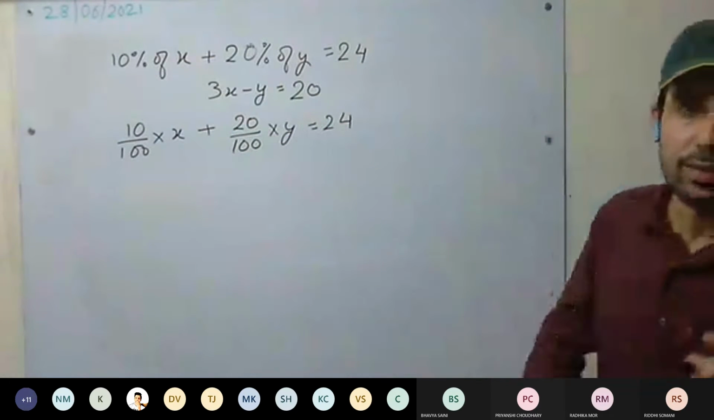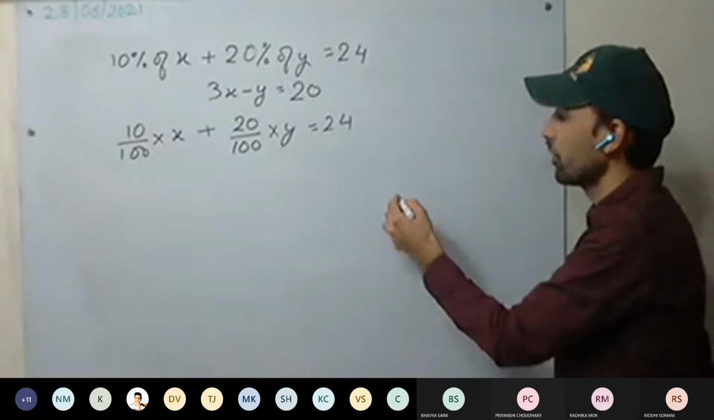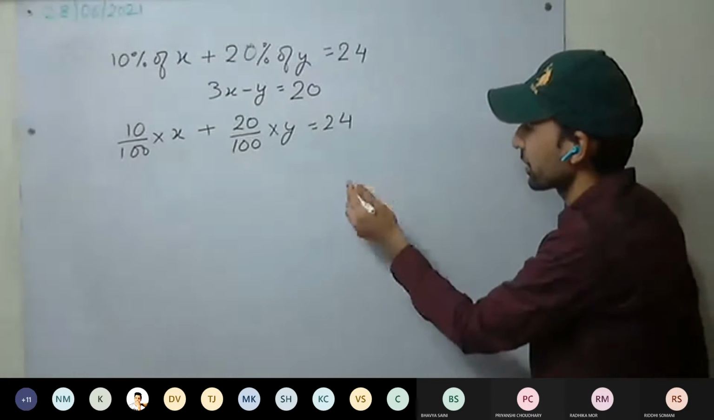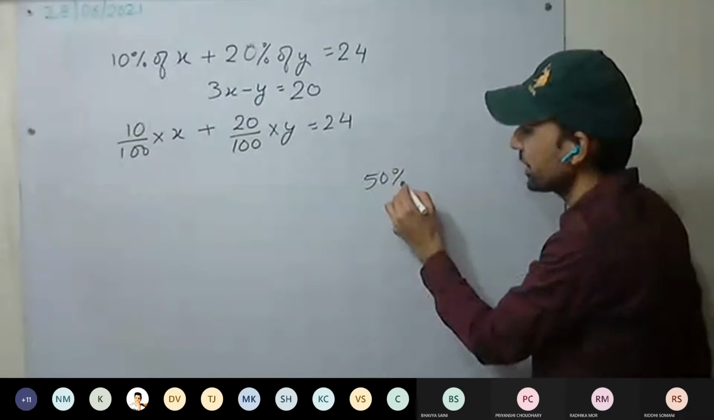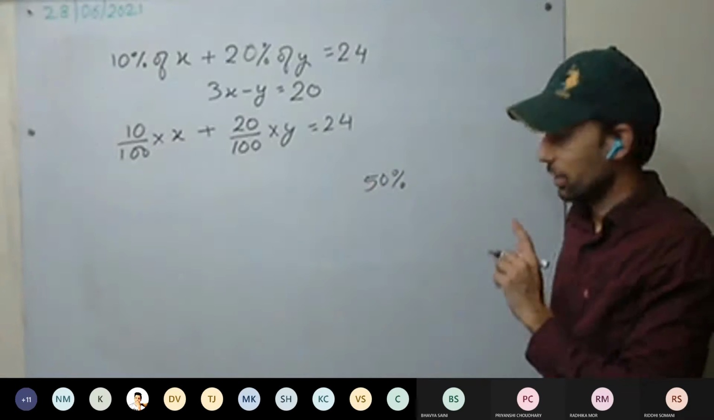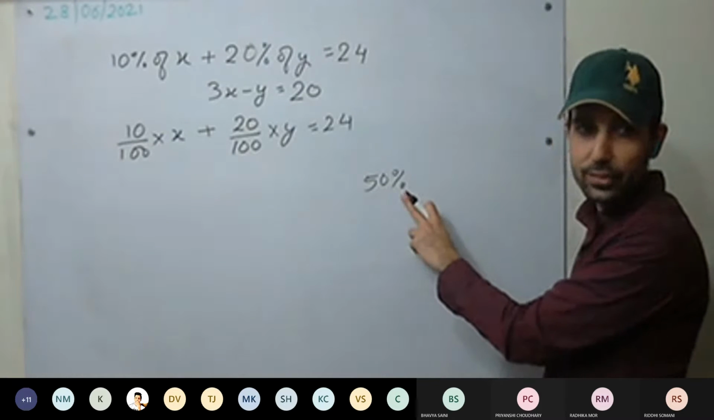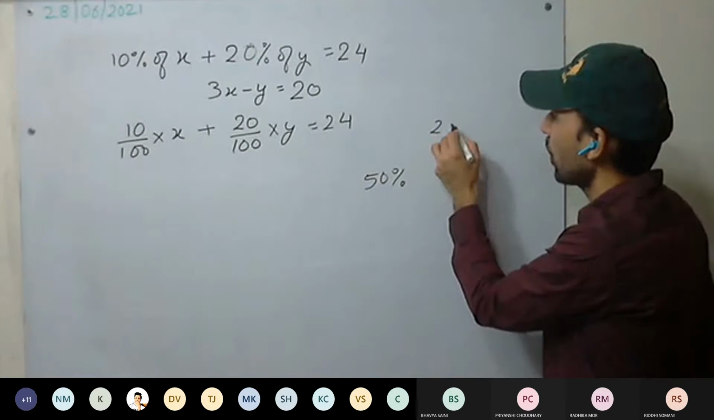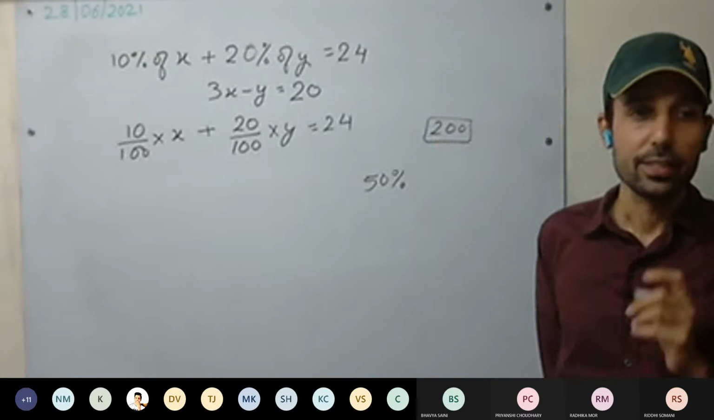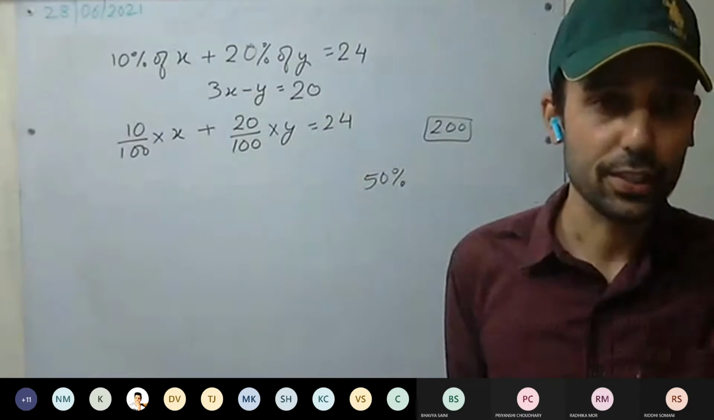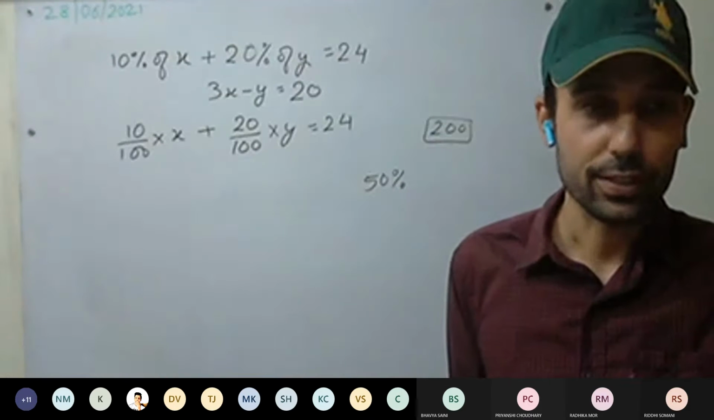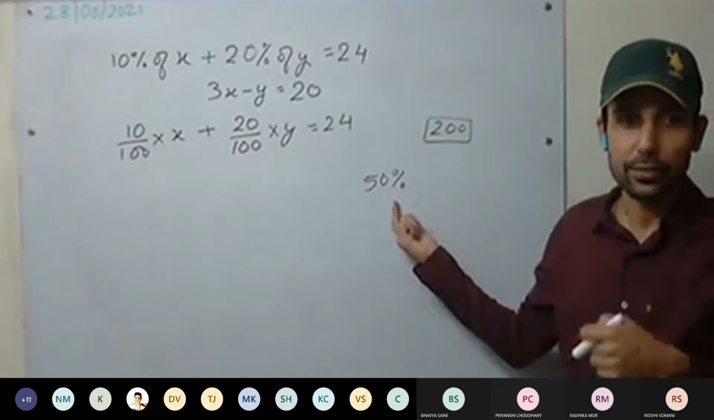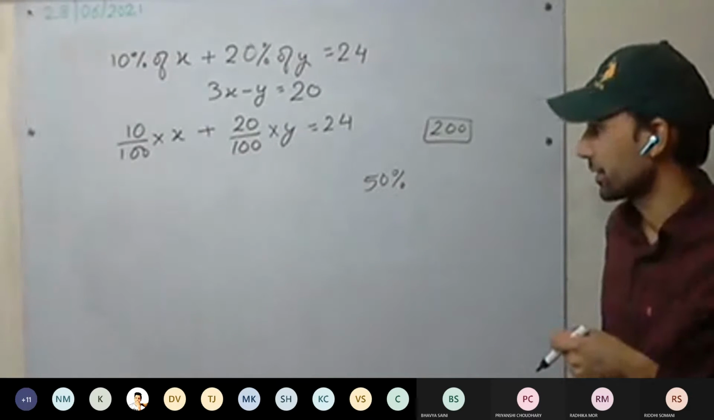Understood this one? I can give one more example. For example, you have got 50% marks. What does it mean? You have got 50 out of 100. Yes or no? For example, your test was of 200 marks, and you asked the teacher how many marks you have got. The teacher replied, you have got 50% marks. Now you have to calculate the marks. How are you going to calculate the marks?